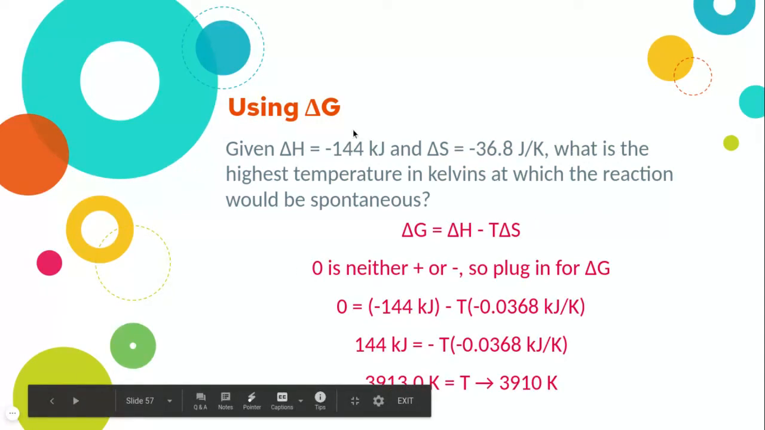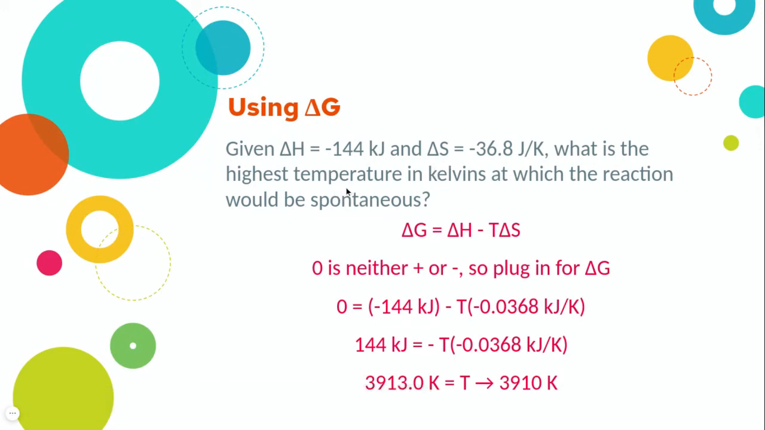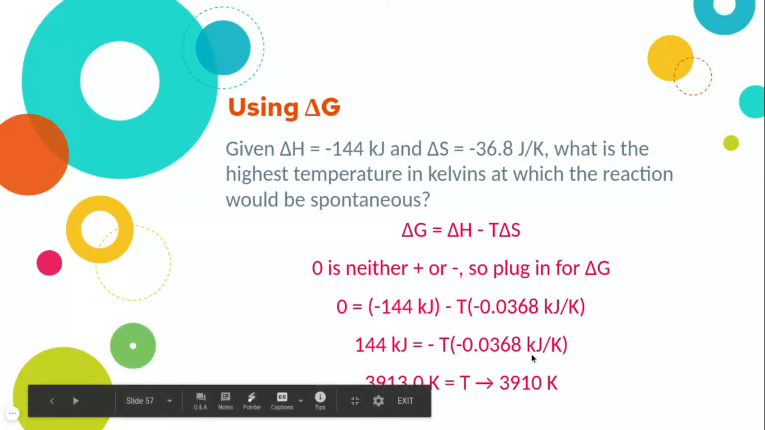Again, with these questions, if you're given a delta H and a delta S and it wants you to solve for T, don't worry about how or why. Just know I'm going to plug in 0 for delta G and solve for T, and that will give me my answer.